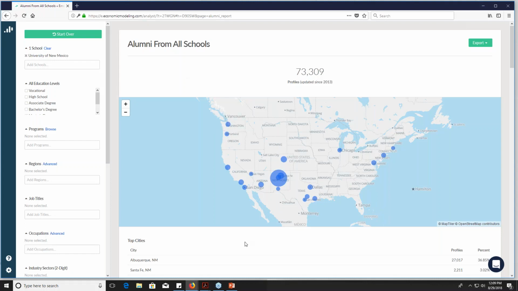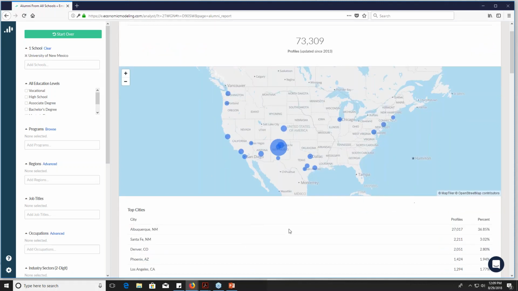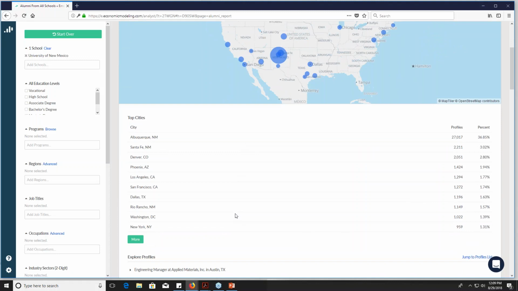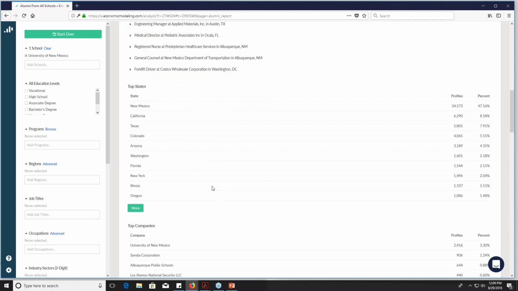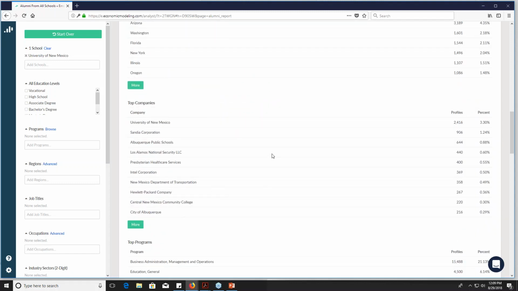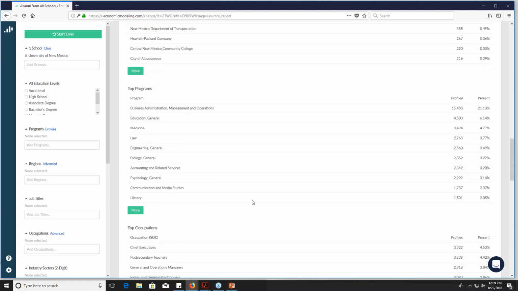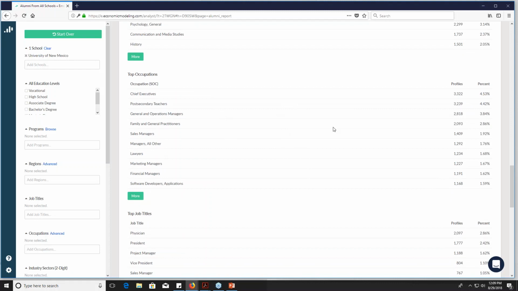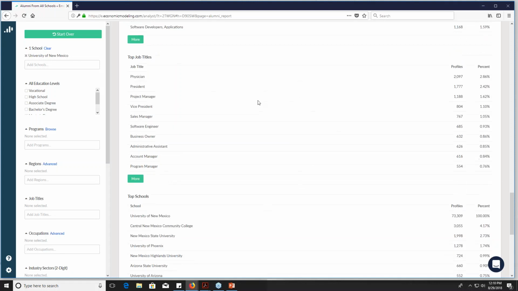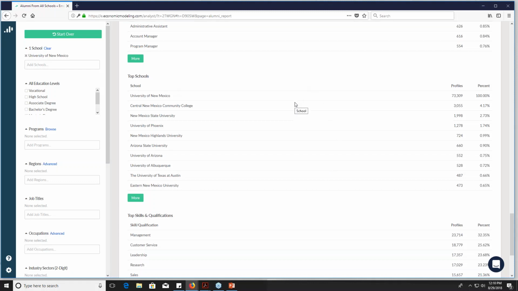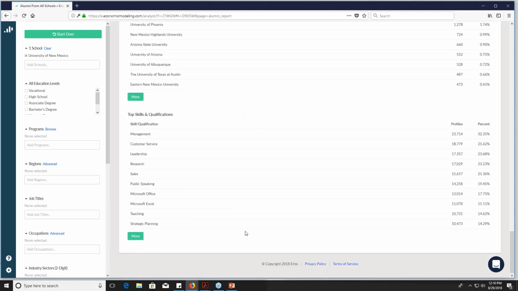Once you pull this information, it gives you a visual tool of where my alumni are going from UNM. Just to go through briefly, and you'll see that this is common for all the reports, it gives me the top cities, exploring different profiles. Actually, this is a list of direct people and where they're working, so the direct alumni profiles, the top states that my alumni are going in, the top companies, our top programs, top occupations, which are general occupations, and then we get down to actual job titles, the top schools that are listed for our alumni, and then I personally love this, the top skills and qualifications that we're seeing with our alumni.